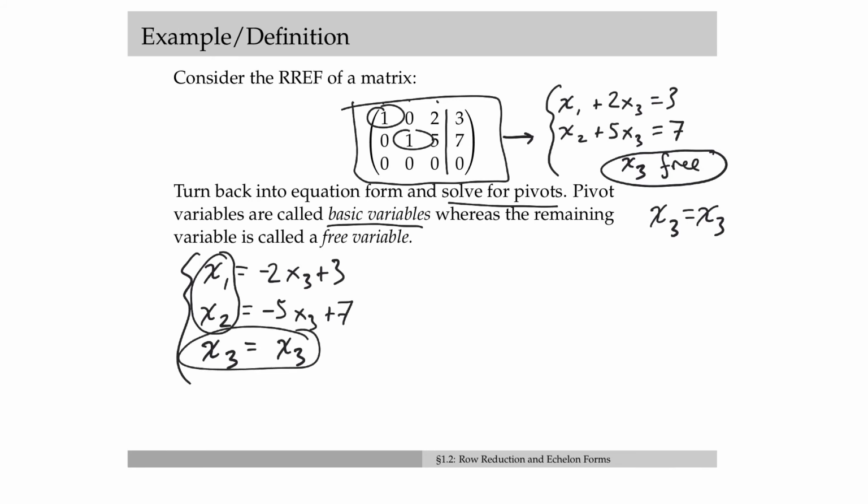Now, we could have identified that from the very beginning. This is the x1 column, that's the x2 column, and that's the x3 column. This column has a pivot. Therefore, there will be a basic variable for x1. x2 has a pivot. Therefore, it'll be a basic variable. x3 did not have a pivot in the necessary pivot position. Therefore, it'll end up being a free variable.